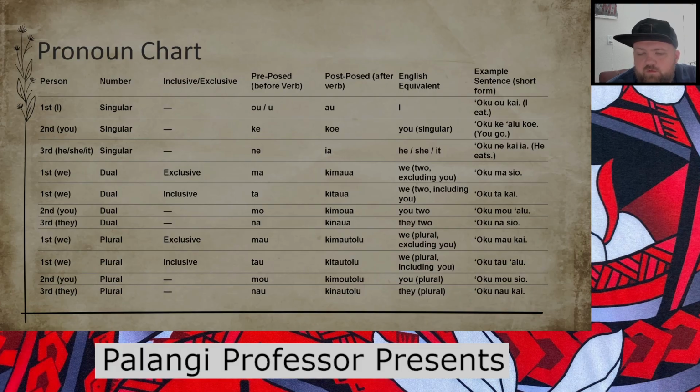And then we have now, which is they, plural. So they for preposed and them for postposed, right? So okunaukai, they are eating, and then okunaukai akinau tolu, they are eating them. Perfect. I think we got there.